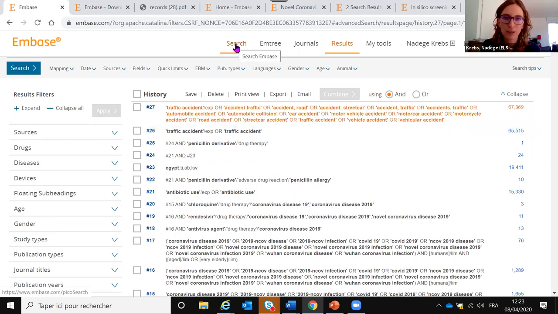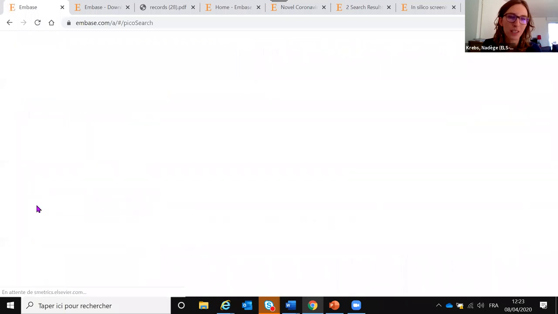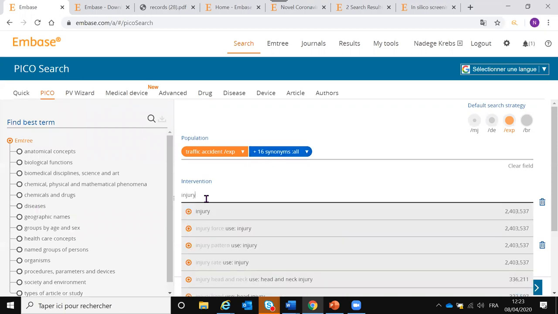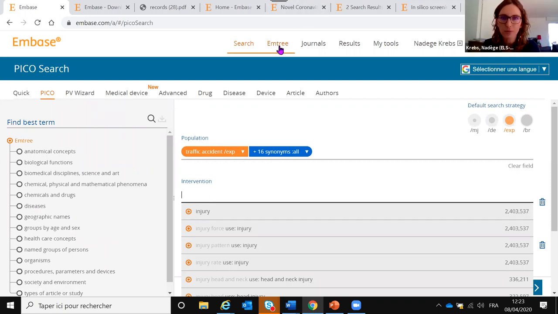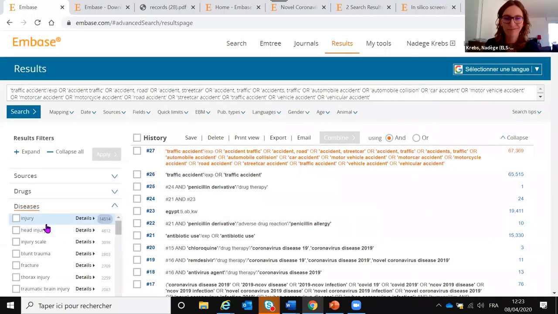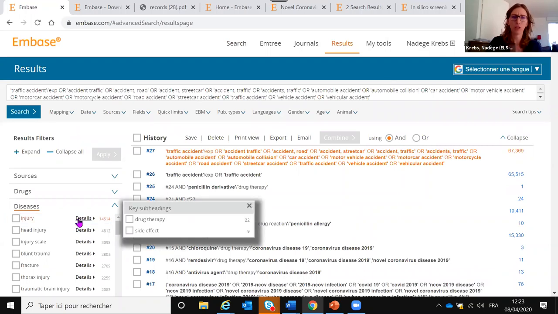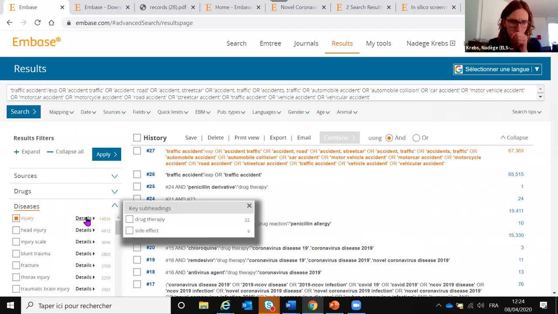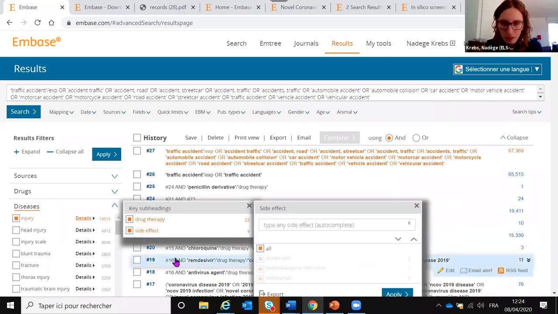So here I would go then to search and I will add the injuries because injuries is not in disease globally, but I could put injuries. But I saw somewhere injury. It was in the, let me see, was it? Maybe Pico? Yeah, sorry. So here we have disease. So injuries that are caused by traffic accidents. If I look at details, do you want the drug therapy or do you want the side effects? We can see both. Both? Okay, so yes, we can see both. And we apply, hold on. Okay, and apply.